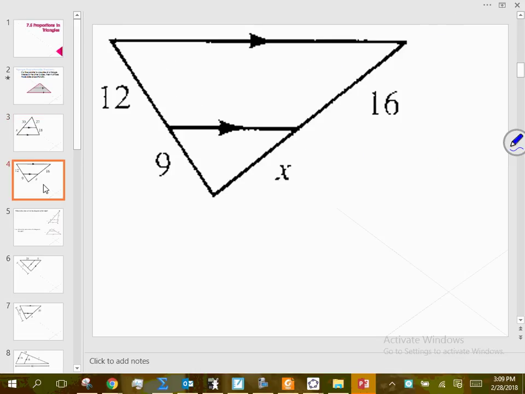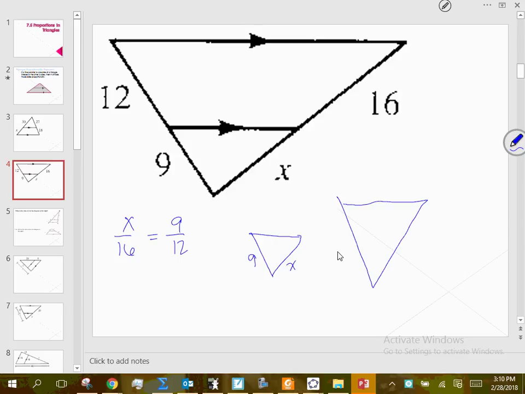What about this one? x to 16 equals 9 to 12. Okay? Now think about why this works, guys. Going back to what we did in the chapter earlier, you know that that's 9. You know that this is x. This would be, I'm going to write it as 12 plus 9. I'm going to write this as x plus 16. Does that make sense? These two triangles would be similar by angle.